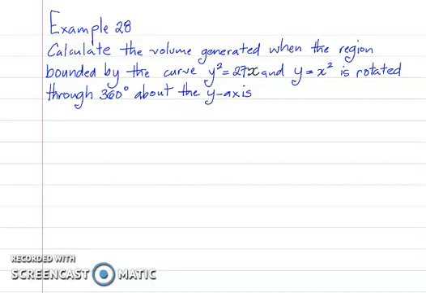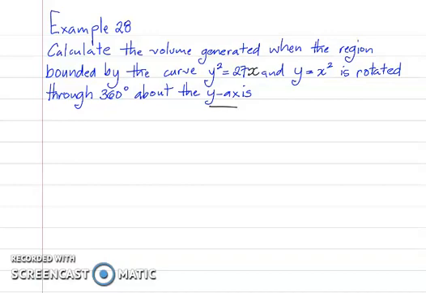Example 28 says to calculate the volume generated when the region bounded by the curve y squared is equal to 27x and y is equal to x squared is rotated through 360 degrees about the y-axis. So important to note here is that this rotation is not about the x but about the y-axis.